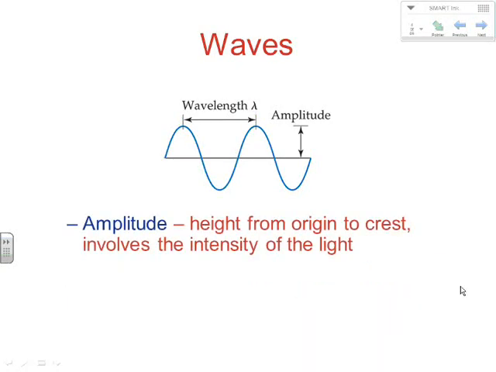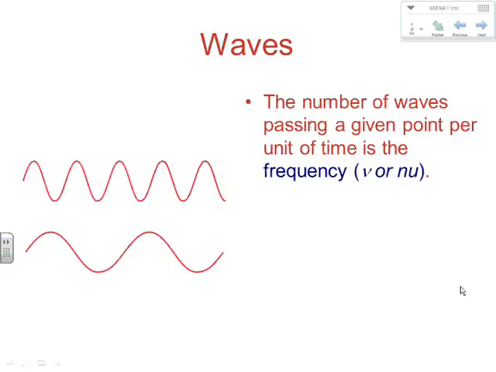Now, the amplitude is the height of the wave from the origin to the top of the crest. And amplitude really involves intensity of the light. The more intense it is, the higher the amplitude is going to be. And for all intents and purposes, really isn't something we discuss or do much with typically in AP chemistry. So that's about the only time we're really going to discuss the concept of amplitude.